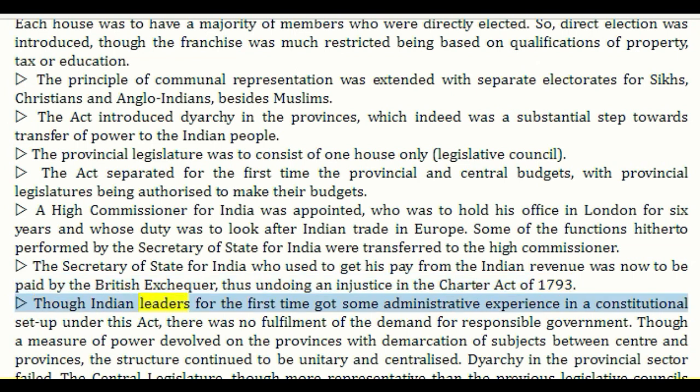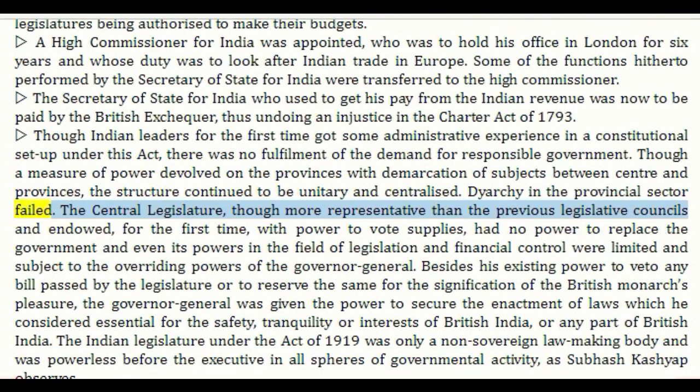Though Indian leaders for the first time got some administrative experience in a constitutional setup under this Act, there was no fulfillment of the demand for responsible government. Though a measure of power devolved on the provinces with demarcation of subjects between centre and provinces, the structure continued to be unitary and centralized. Diarchy in the provincial sector failed.